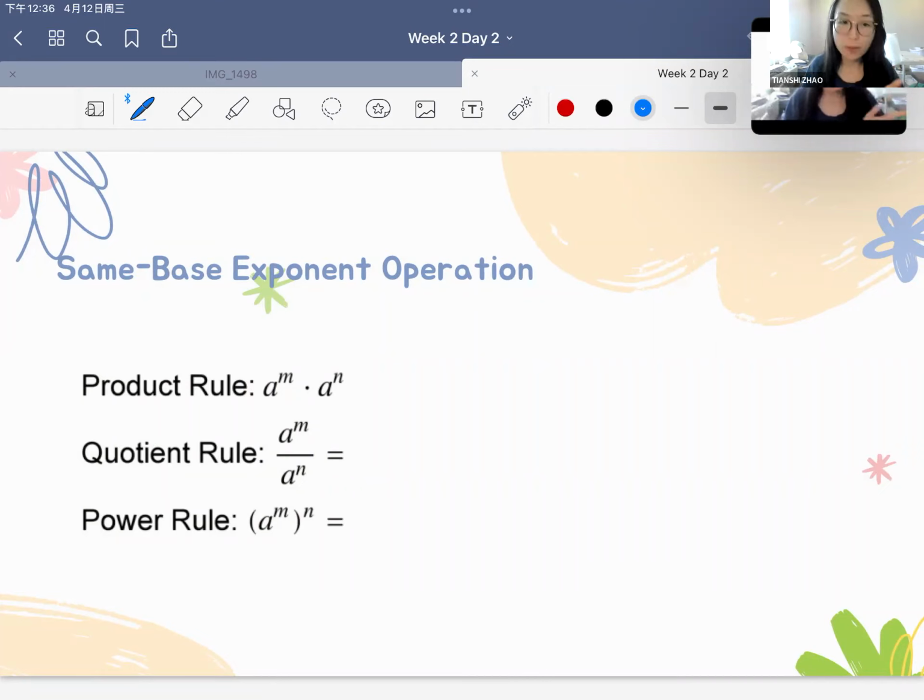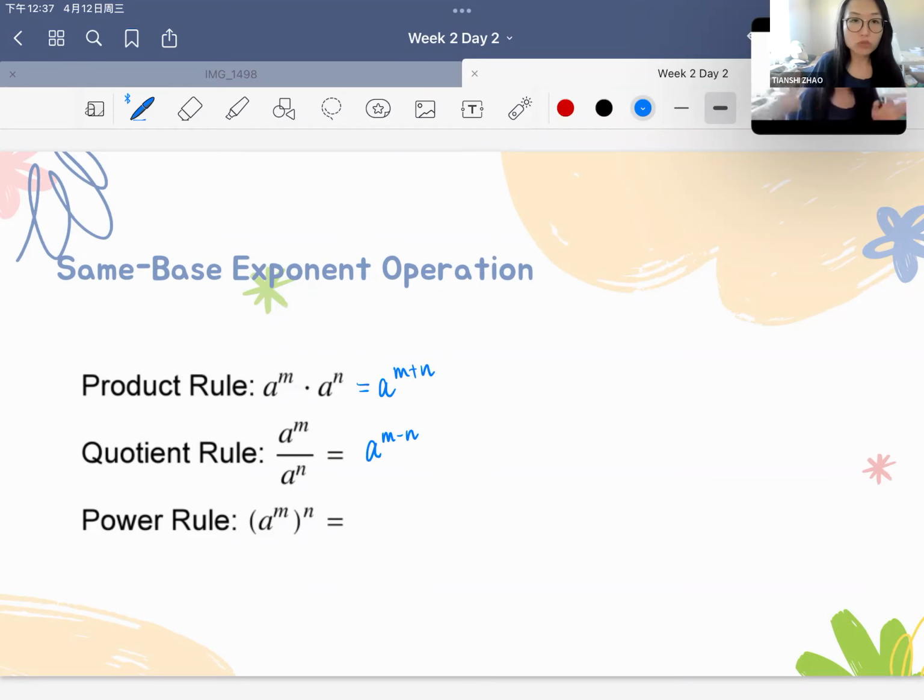The product rule is the product of two exponents, and the rule is that we can keep the base and then add up the exponents. So a to the power of m times a to the power of n equals a to the power of m plus n. And for the quotient rule, we keep the same base, but we do the subtraction for the exponent. So a to the power of m divided by a to the power of n equals a to the power of m minus n.